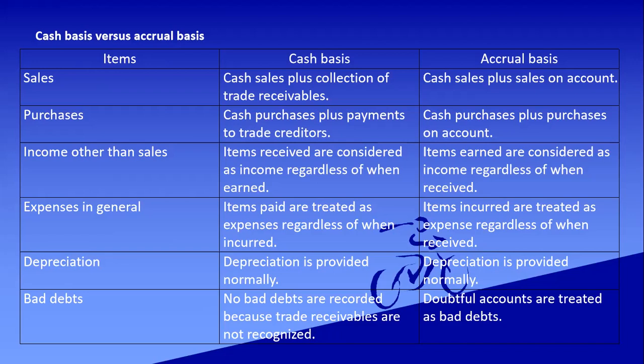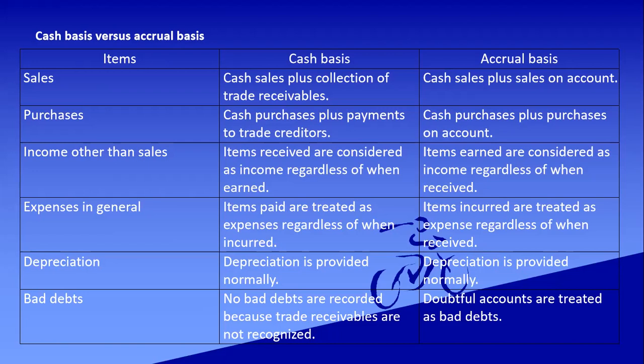Now, for purchases, under the cash basis, we have cash purchases plus payments to trade creditors. So that will include your accounts payable and your trade notes payable. Under the accrual basis, cash purchases plus purchases on account. That's the amount for purchases.